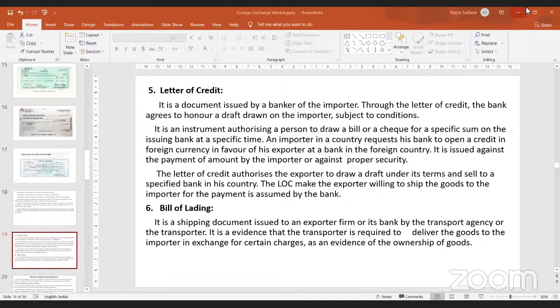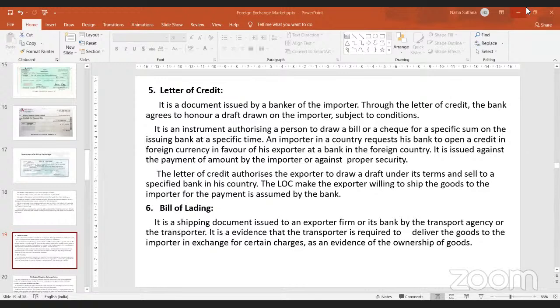Then you have bill of lading. Bill of lading is basically, for those students who have come from foreign trade, they must be knowing what a bill of lading is. It's a shipping document which is given to the exporter or to the exporter's bank by a third party called a transport company.